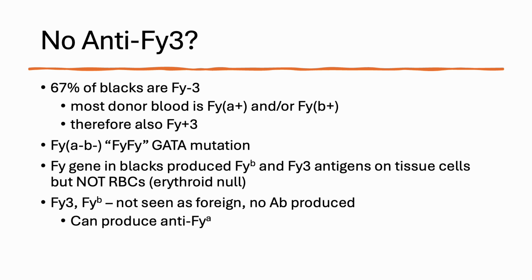The Duffy gene still functions normally on the tissue cells. On those tissue cells, it continues to produce FYB and therefore also produce FY3 antigens. Since they're already being expressed by the tissues, the immune system recognizes them as self, not as foreign, and therefore it doesn't produce antibodies against them when they're exposed through transfusion. Those people may still, however, form an anti-FYA, since that is truly foreign, as only FYB and FY3 are on those tissues.